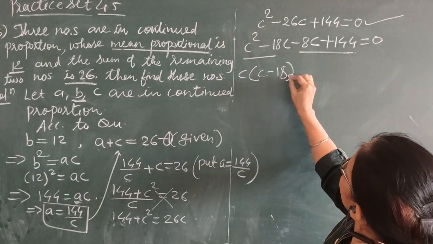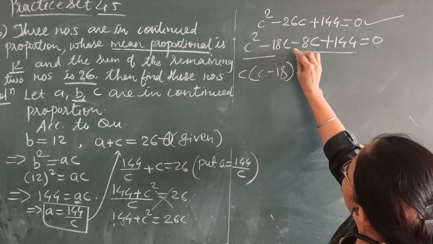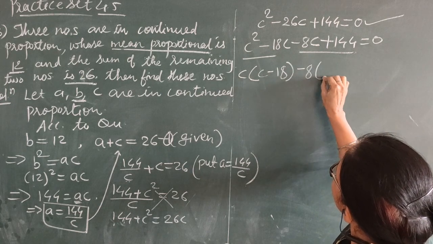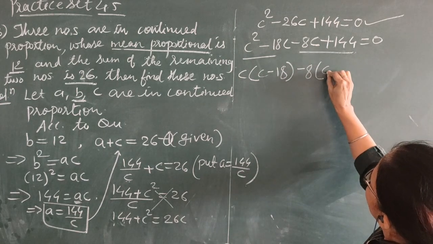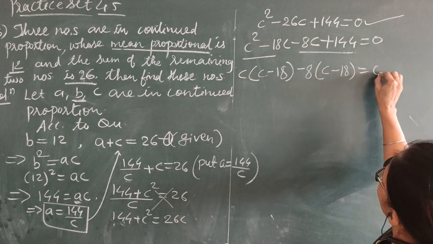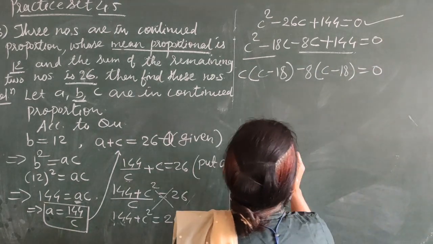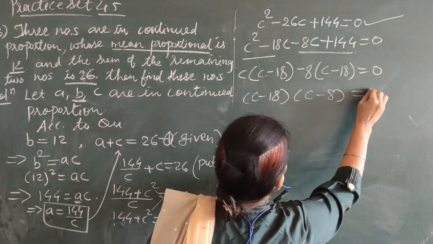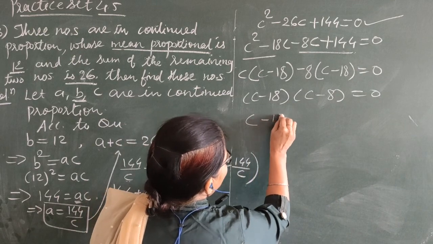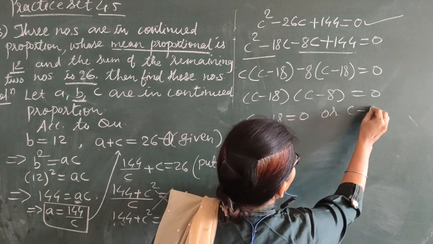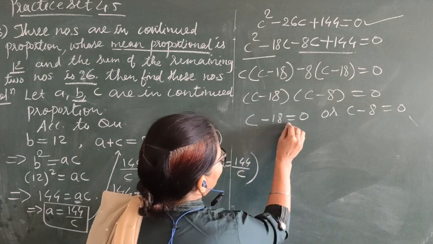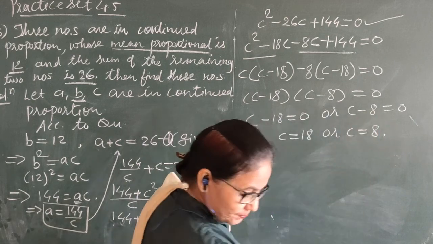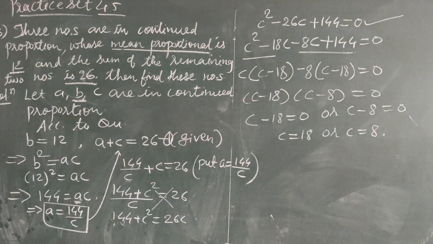C minus 18. And here, as there is minus, we will take out the minus sign common, and 8 is the HCF of 8 and 144. What is left here? C minus 8 is equal to 0. So from here you can see the factors: C minus 18, C minus 8 is equal to 0. It means C minus 18 is equal to 0, or C minus 8 is equal to 0. So what does it imply? C is equal to 18 or C is equal to 8. These two values of C you are getting.